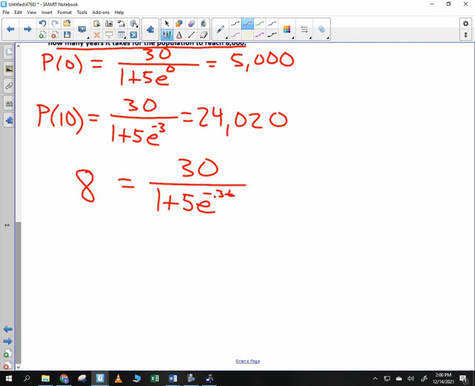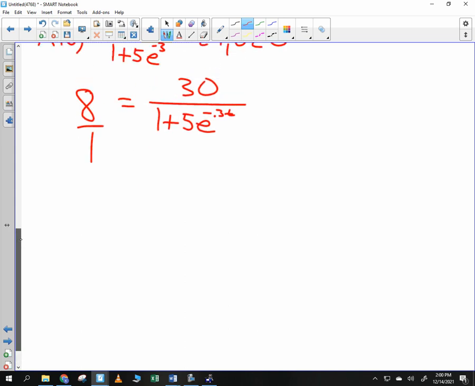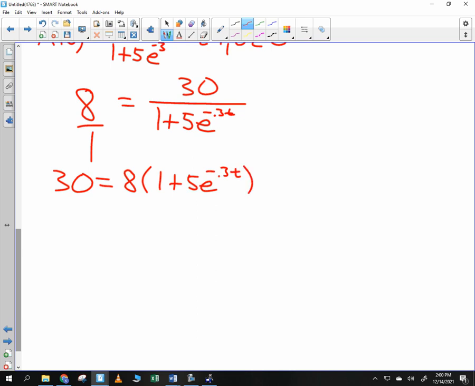Okay. Now, hopefully you recognize this from a different problem we did earlier. How do you want to solve this? Let's go. 30 equals, I'm going to multiply 8 times the quantity 1 plus 5e to the negative 0.3t. If you wanted to distribute that, you could, but I'm just going to multiply 8 times. Now what? Divide by 8. 30 divided by 8. Very good. 3.75.